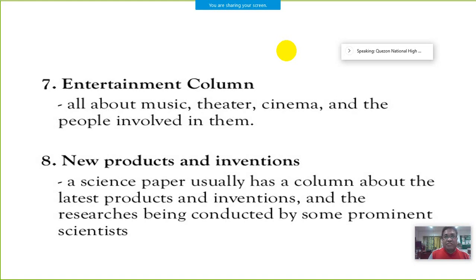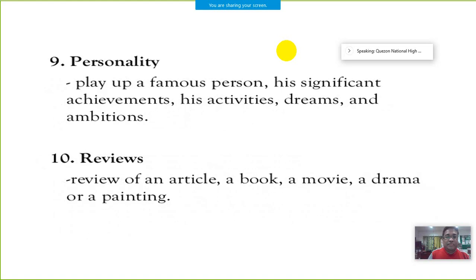I forget the title of that song, "Masdan mong nakaupo." I forgot the title. Any song that has social relevance can be reviewed. It may be about new products and inventions. It may be a personality column, something that plays up a famous person, his or her significant achievements, activities, dreams, and ambitions. So, a personality track. Review of an article, a book, a movie, a drama, or a painting. So it overlaps with the other types previously cited.